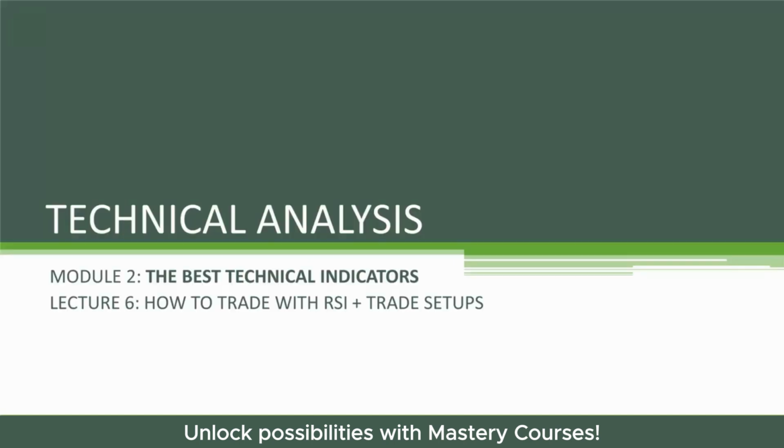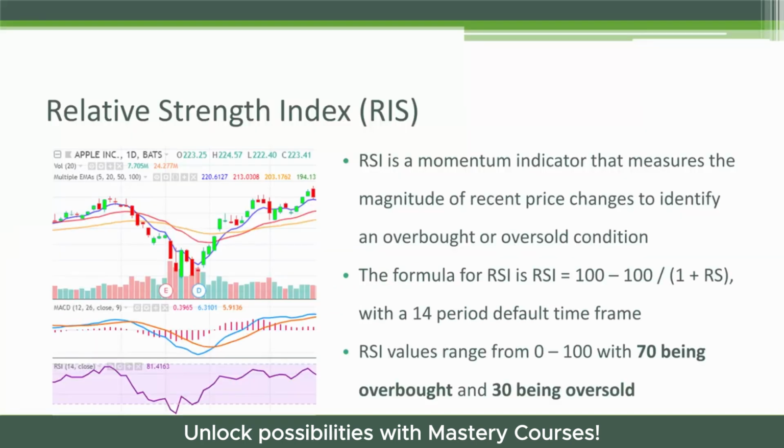We're here in module 2, looking at technical indicators. And today we're going to be talking about the relative strength index and how to trade the relative strength index. The RSI is a momentum indicator that measures the magnitude of recent price changes to help identify overbought or oversold conditions. So what we're looking for is a change in trend when we're looking at the relative strength index.